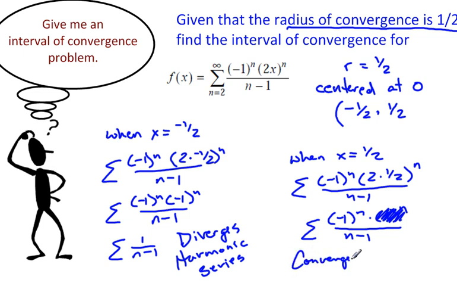And a good enough reason on the AP test would be to just say it converges because it's the alternating harmonic series. So there's that. And we have that converging there. And we're done with this problem. All right, we're going to go back to Taylor polynomials on this next problem.